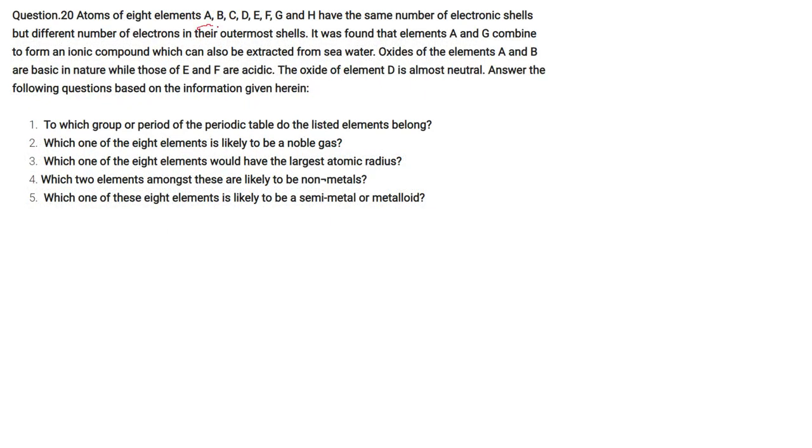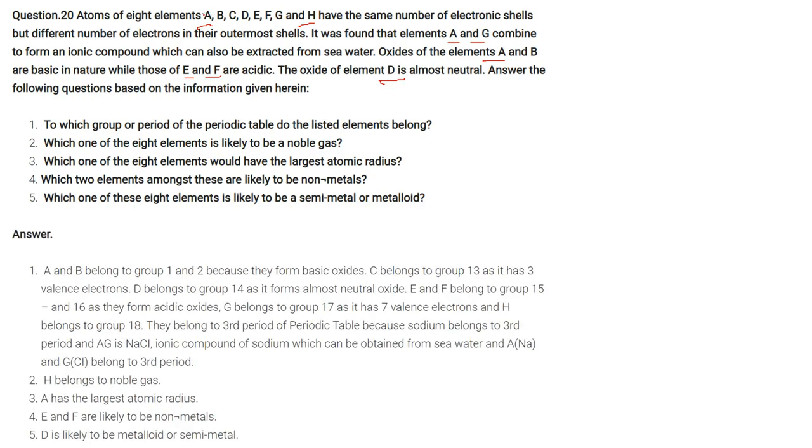Atoms of 8 elements A to H have the same number of electronic shells but different number of electrons in their outermost shells. It was found that elements A and G combine to form an ionic compound which can also be extracted from seawater. Oxides of elements A and B are basic in nature, while those of E and F are acidic. The oxide of element D is almost neutral. We have to answer the following.